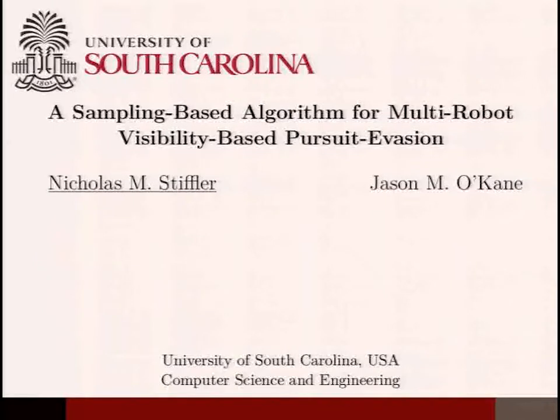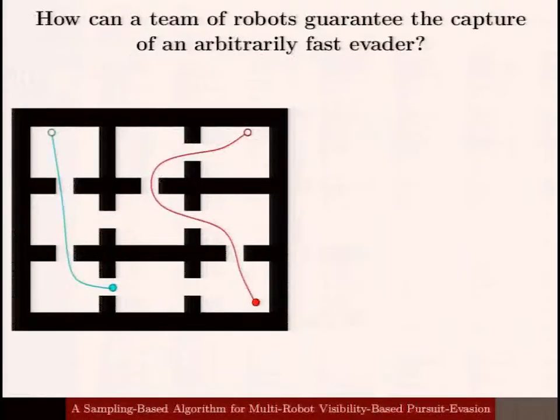My name is Nicholas Stifler, and I'll be presenting this collaborative work with Jason O'Kane on a sampling-based algorithm for multi-robot visibility-based pursuit evasion. So what exactly is the problem? How can a team of robots guarantee the capture of an arbitrarily fast evader?